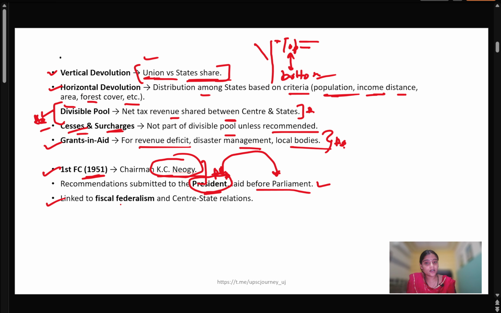It is linked to fiscal federalism and center-state relations, because it maintains both the center and state relationship. Fiscal federalism means revenue sharing between center and state. So it represents fiscal federalism as well as center-state relations.